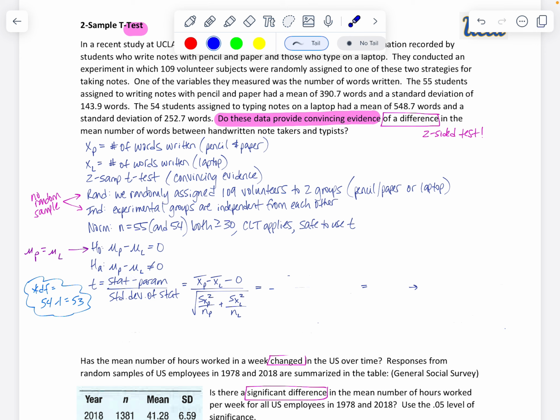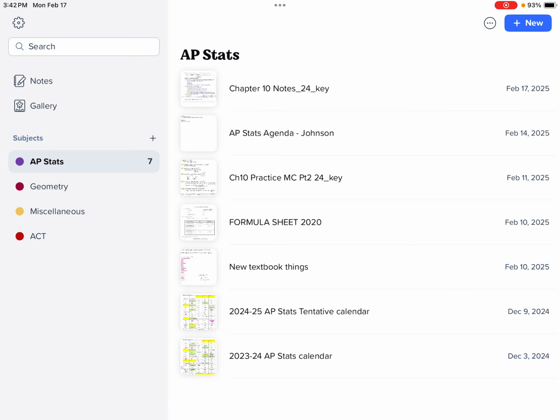The parameter is the number from the H0, the assumption. We are assuming no difference, so that is what goes right there. And the standard error of the statistic, it now says error on the formula sheet, so you can change that word to error. Don't let that confuse you. Let me show you the formula sheet, actually. Let me go to it real fast.